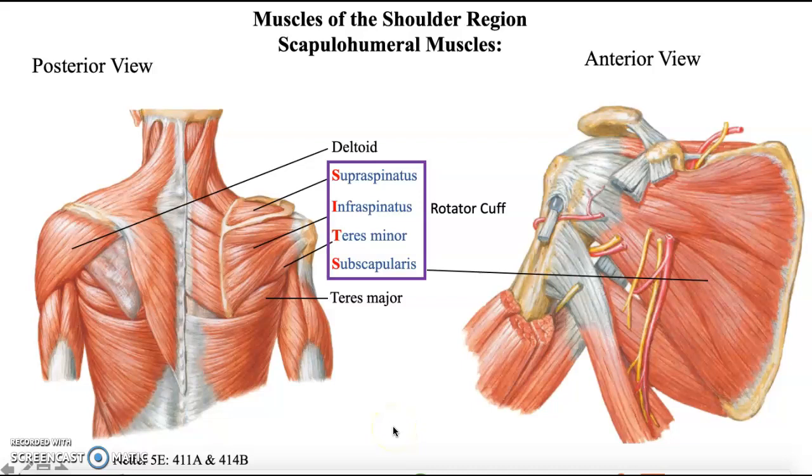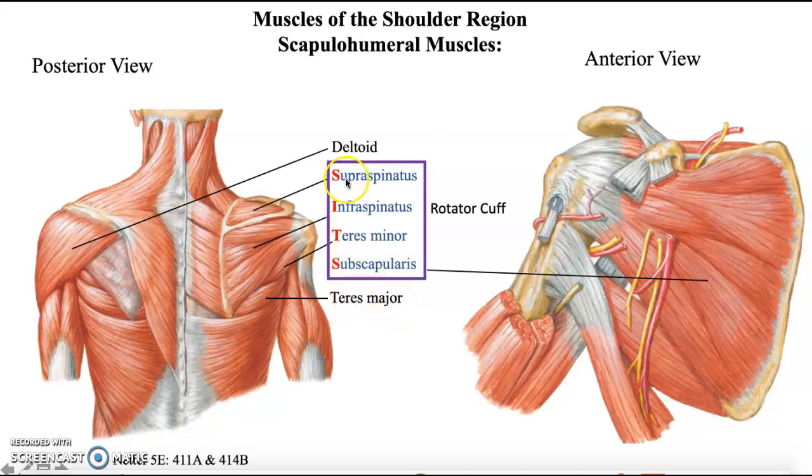Okay, so now in the last segment, we talked about the bones of the shoulder region. And in this segment, I will be talking about the muscles of the shoulder region. There are 6 muscles in this region. They include deltoid, supraspinatus, infraspinatus, teres minor, subscapularis, and teres major.